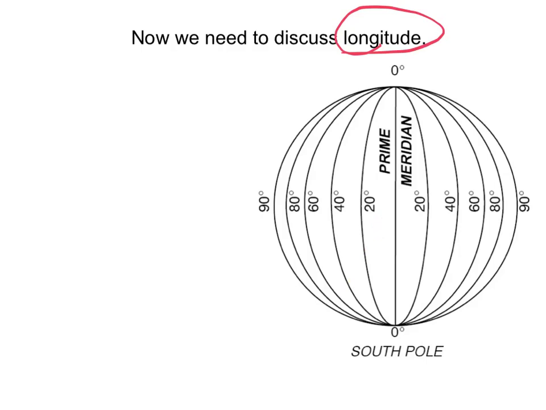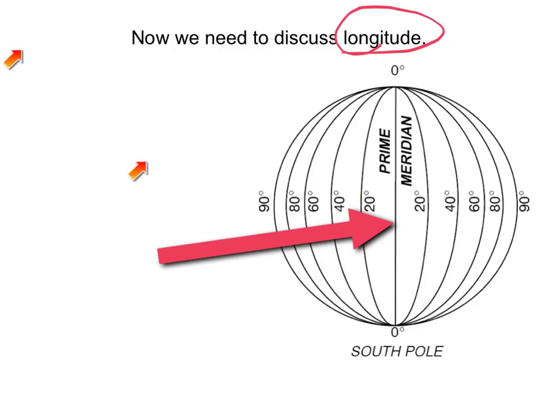So if we look over here and we see something, there's our prime meridian, and now when we look over here, we have a 20 over here and a 20 over here. This 20 to the right is east longitude, and the 20 to the left of the prime meridian is going to be west longitude. So let's just mark that for a second. This side is west, and this side is east.